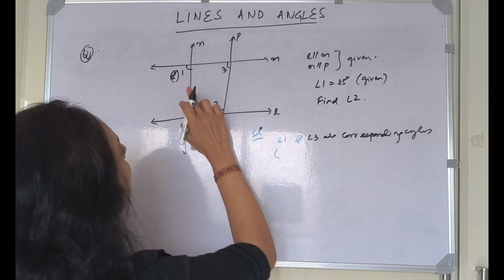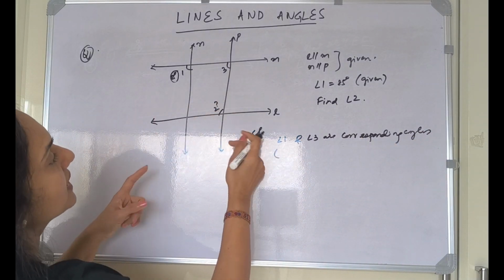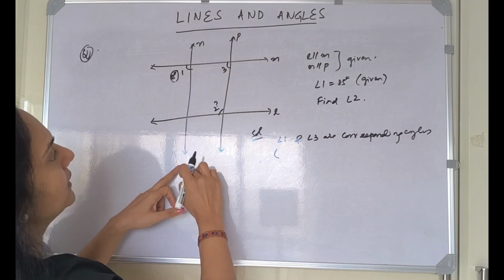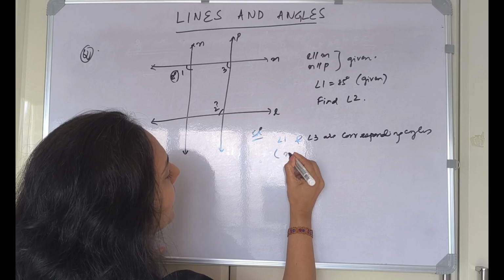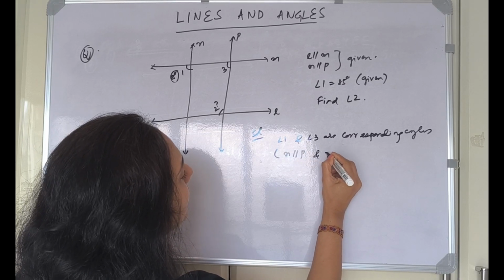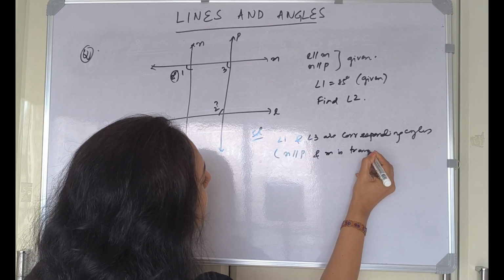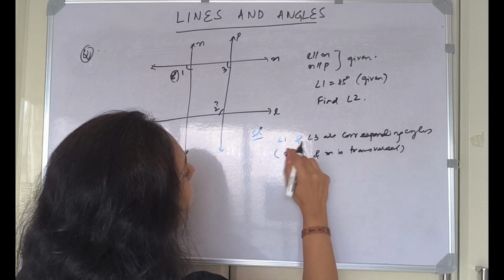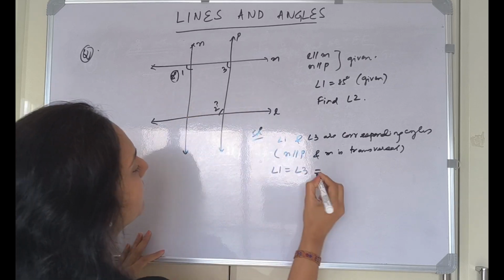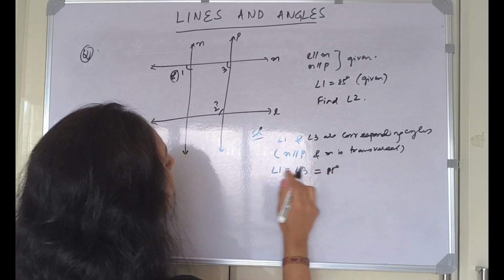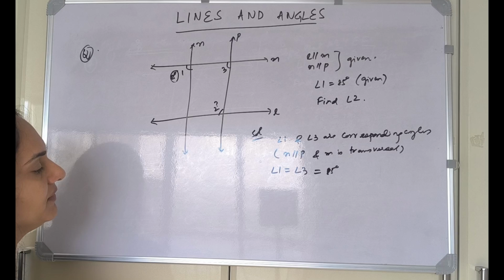And the reason why they are corresponding angles? Which are the parallel lines? N is parallel to P and M is the transversal. N parallel to P and M is the transversal. So they are corresponding angles. So angle 1 equals angle 3, which is 85 degree. So we got angle 3 is 85 degree.